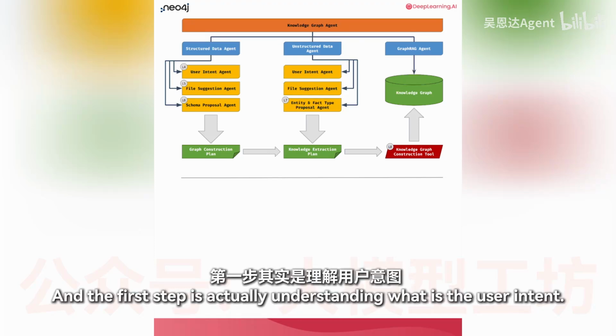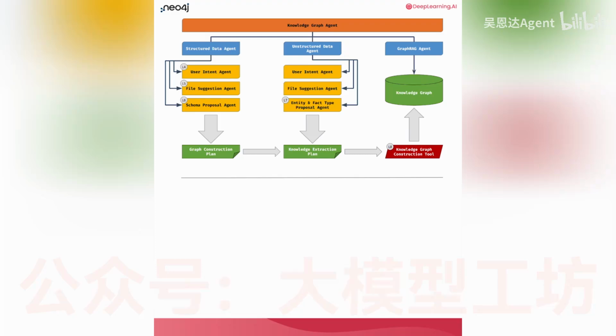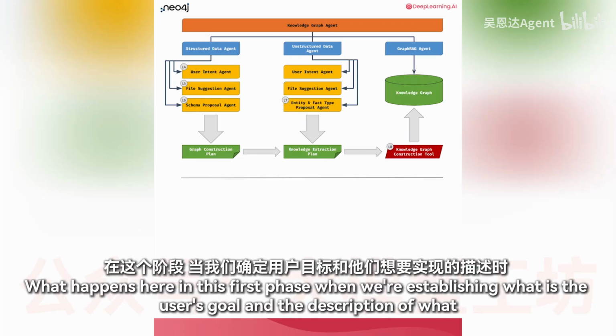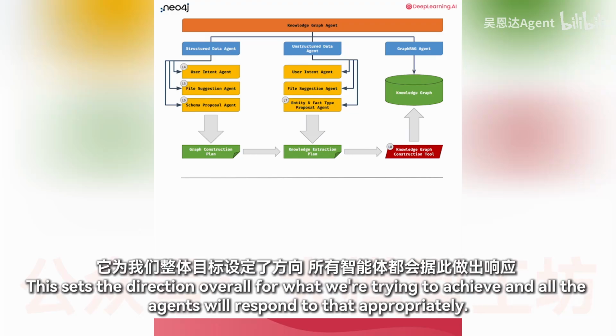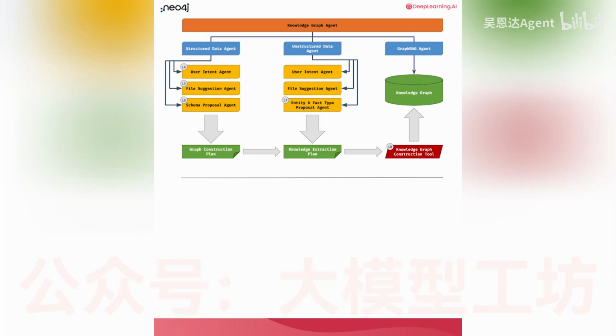And the first step is actually understanding what is the user intent. What happens here in this first phase when we're establishing what is the user's goal and a description of what they're trying to achieve will influence everything else that the agents do. This sets the direction overall for what we're trying to achieve, and all the agents will respond to that appropriately.